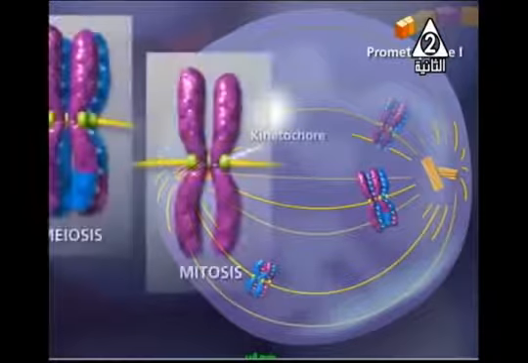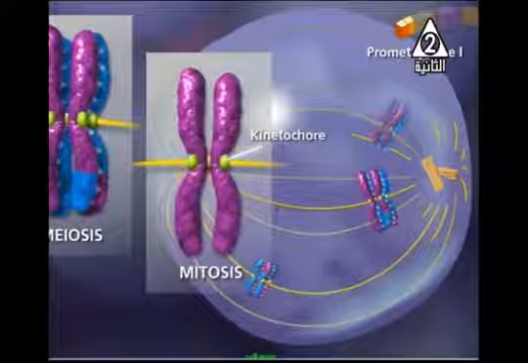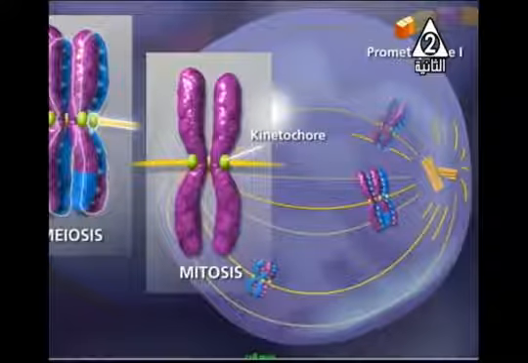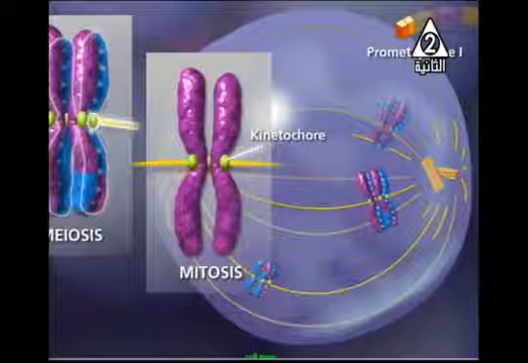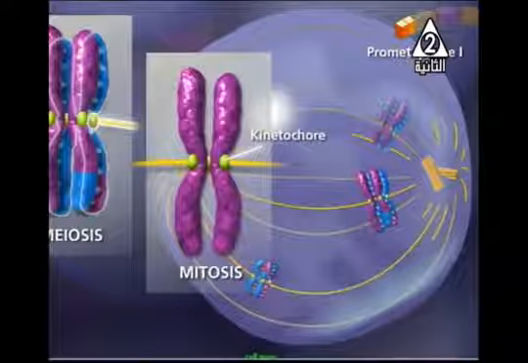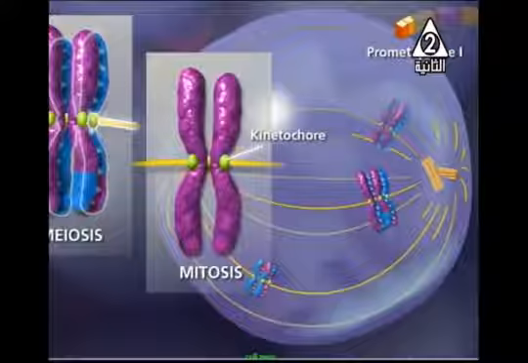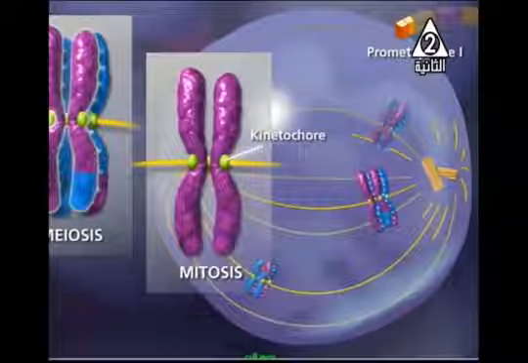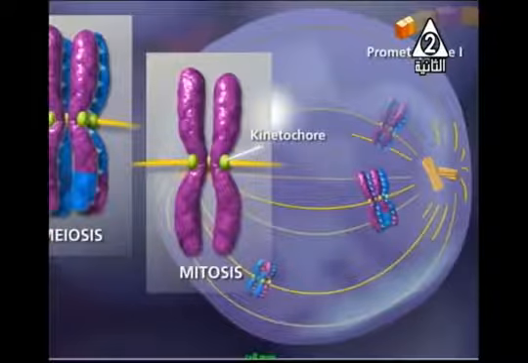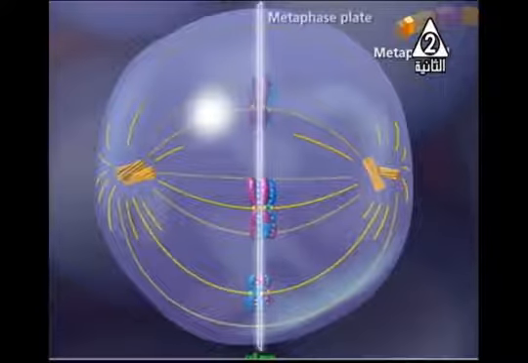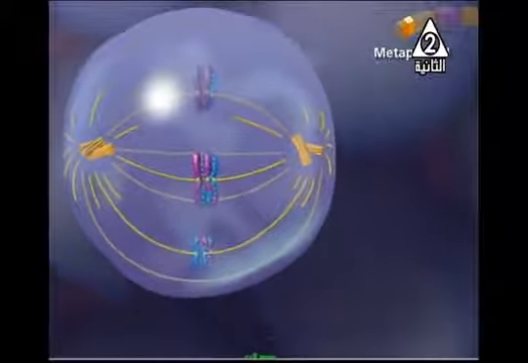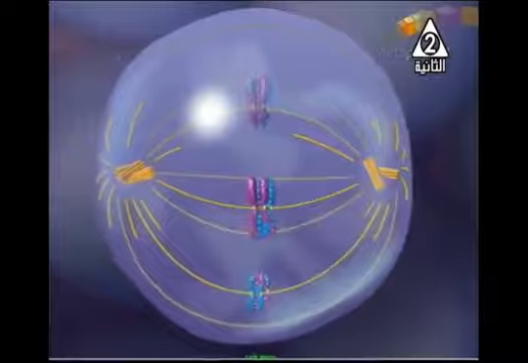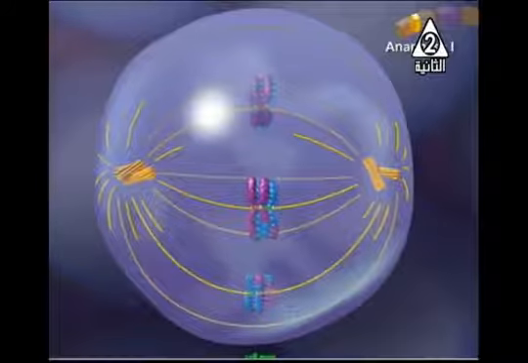This is a comparison between meiosis and mitosis. In mitosis, the spindle fibers are connected to the centromere of each chromosome, but in meiosis, the spindle fibers are connected to the centromeres of the tetrad. Then the cell is ready to go to metaphase, where the tetrads are arranged at the cell equator in the same figure. Then the cell enters anaphase 1.